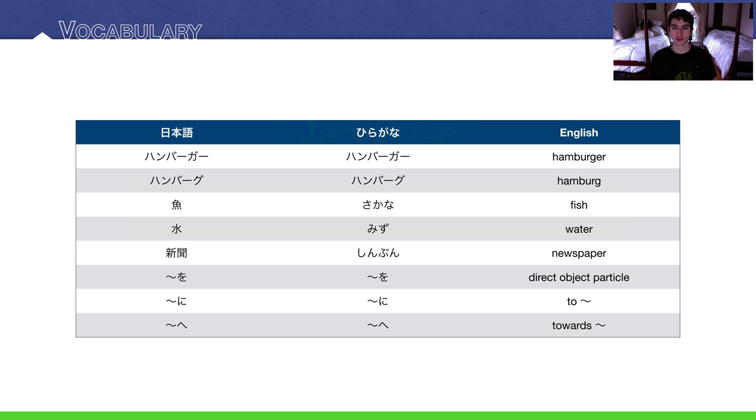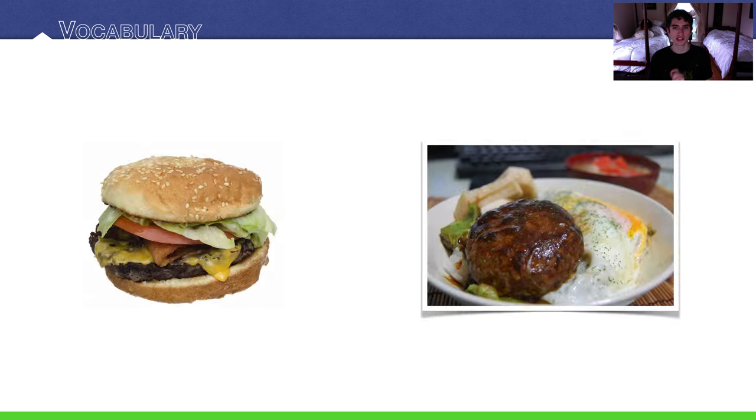And then our three particles for today, the direct object particle, o. In Romaji, in English letters, Roman letters, this is spelled W. O, but there is no W sound, it's just O, okay? To, ni, alright? And towards, e. It looks like he, but as a particle, it's pronounced e. We'll talk more about that in the lesson.